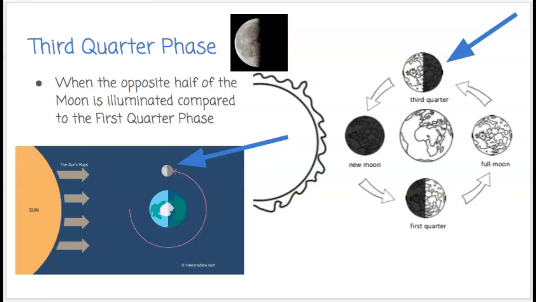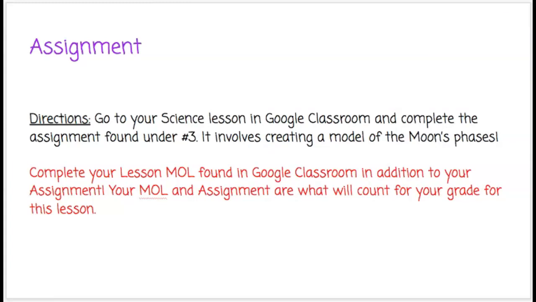So that concludes the main learning part of our lesson. Your assignment for today is to go to your science lesson in Google Classroom and complete the assignment found under number 3. It involves creating a model of the moon's phases in any different product with different materials that you choose. So complete your lesson MOL as well. You can find it in Google Classroom in addition to your assignment. And then your MOL and assignment are both going to count for a grade for this lesson.